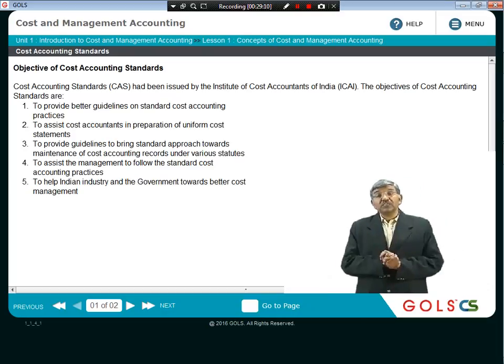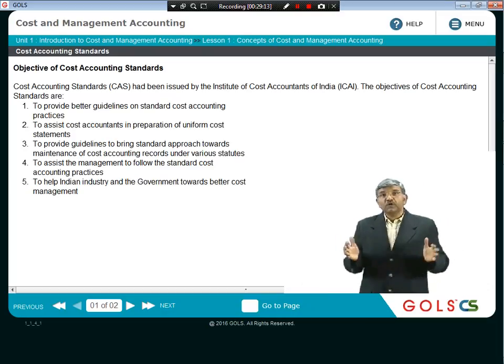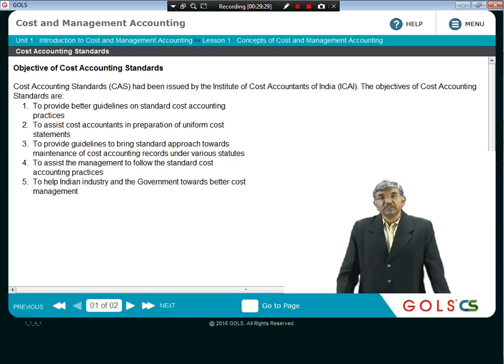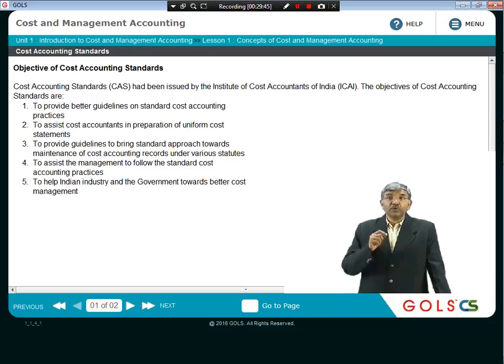Next, we are moving towards the cost accounting standard. To have uniformity, to make cost accounting understandable and comparable for everyone, in respect of every subject certain standards are fixed. Similarly, cost accounting standards are also formulated. The cost accounting standard has been issued by the Institute of Cost Accountants of India, and the following are the objectives to be achieved through the CAS, that is the cost accounting standard. Why are these cost accounting standards formulated? First, to provide better guidelines on standard cost accounting practices.